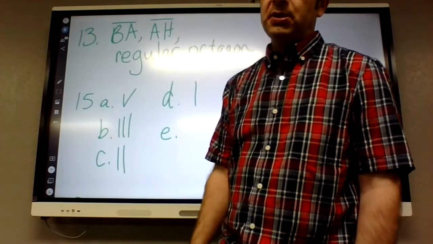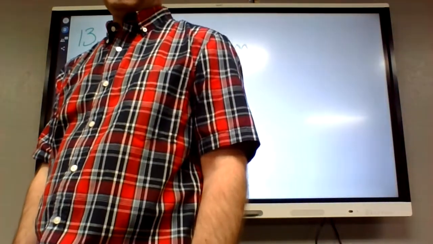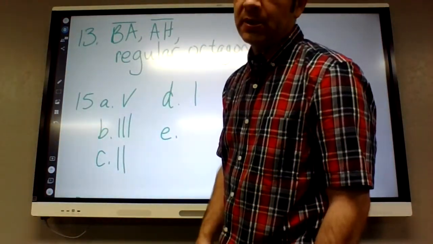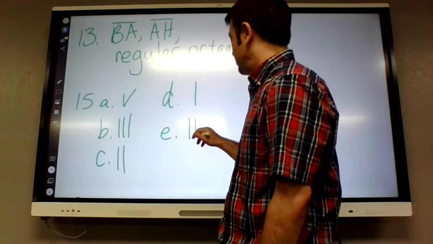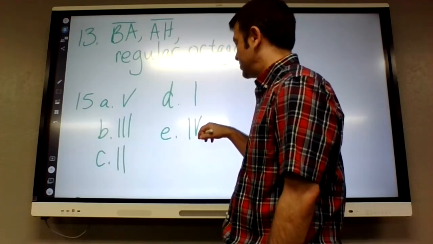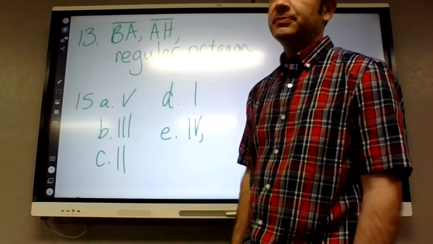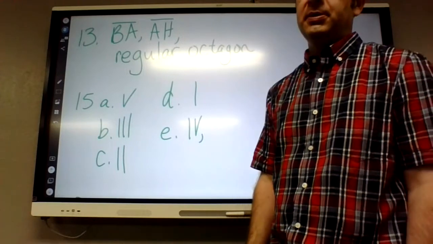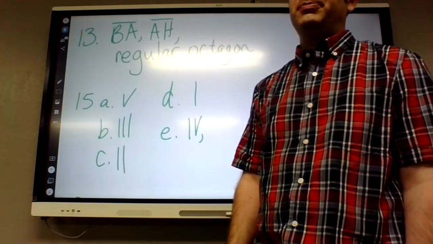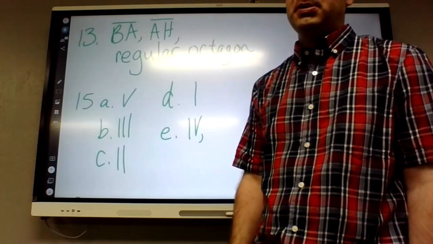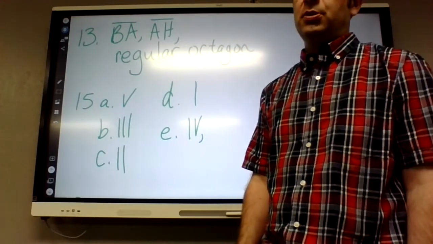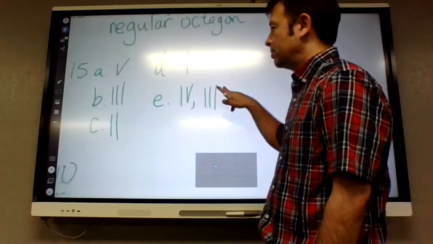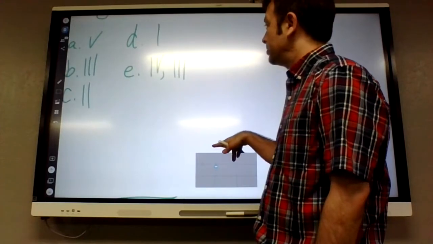E says segment BD. Diameter. Right, BD goes through the center, so that's the diameter. Option IV. The book put another answer on this one. You guys think you might know what it is? On E, for segment BD, they put something besides diameter. Chord. Because it does go from one point on the circle to another. Look at that. All right. Let's go this way.